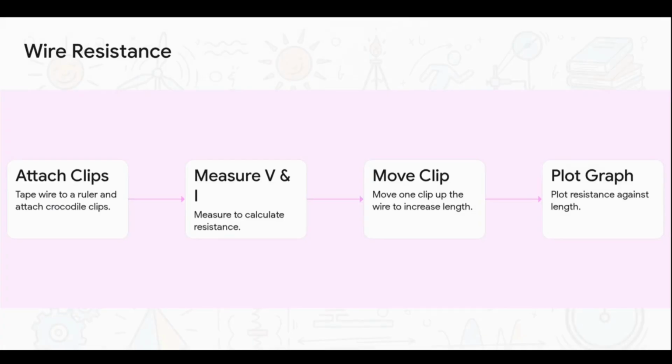Next is the resistance of a wire practical. Step 1. Tape a long metal wire to a meter ruler and attach crocodile clips to it, linking it into your circuit. Step 2. Read the voltmeter and ammeter and use Ohm's law. Remember, resistance equals voltage divided by current to calculate the resistance of that specific length of wire. Step 3. Move one crocodile clip further down the ruler to increase the length and simply take the readings again. Step 4. Plot your calculated resistance against the length of the wire on a graph. If you've done everything right, you'll get a beautifully straight line going straight through the origin, brilliantly proving that resistance is directly proportional to the length of the wire.